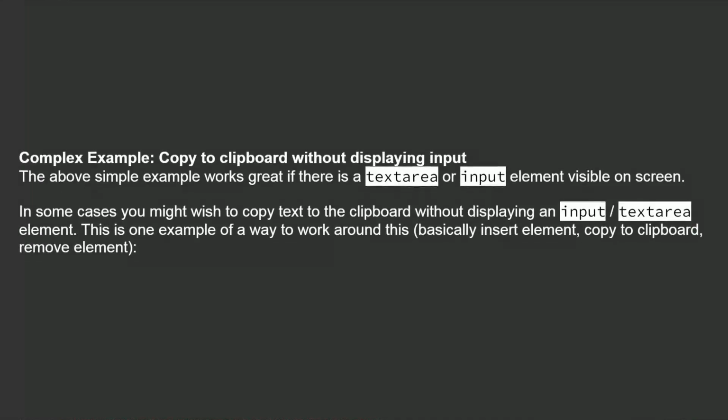Complex example. Copy to clipboard without displaying input. The above simple example works great if there is a text area or input element visible on screen. In some cases you might wish to copy text to the clipboard without displaying an input text area element. This is one example of a way to work around this. Basically, insert element, copy to clipboard, remove element.